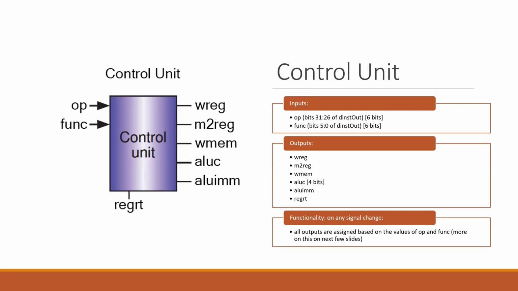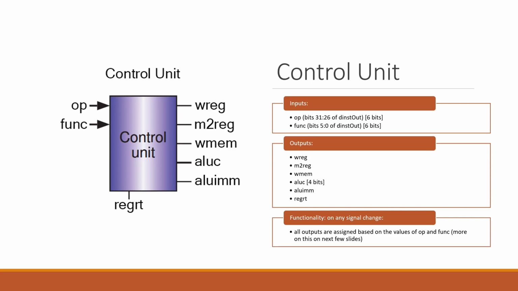Our next module is the control unit. The control unit will take the inputs of the opcode from the instruction and the function code from the instruction. Both of these are 6 bits wide. Opcode corresponds to bits 31 through 26 of D instruction out, and function code corresponds to bits 5 through 0 of D instruction out, although this should be a review for you. The outputs of this module are the following: WREG, M2Reg, WMEM, ALUC, ALU-IMM, and RegRT.